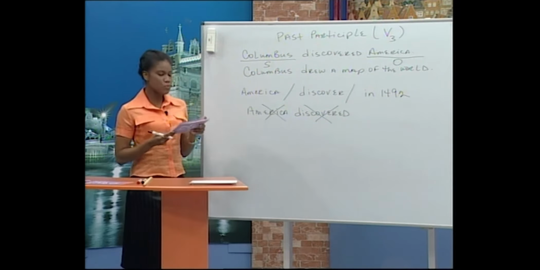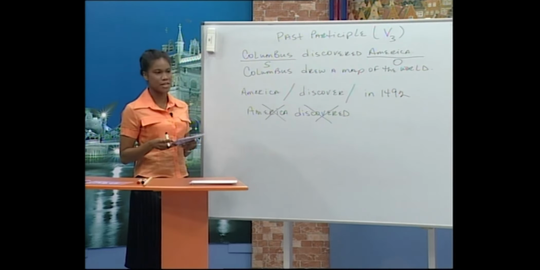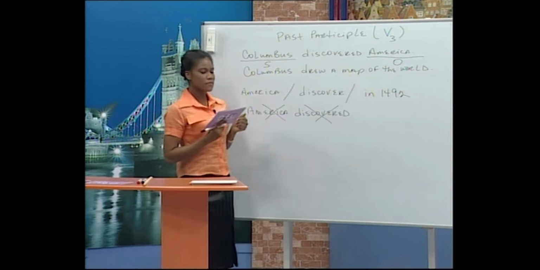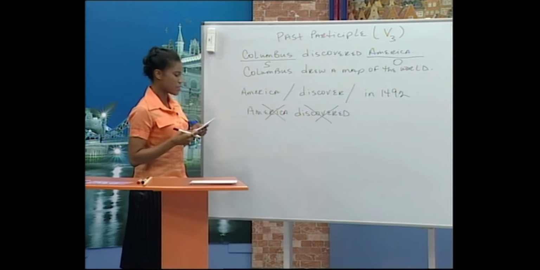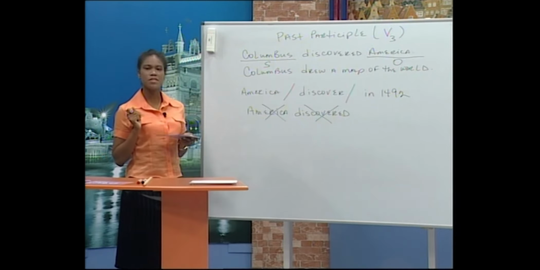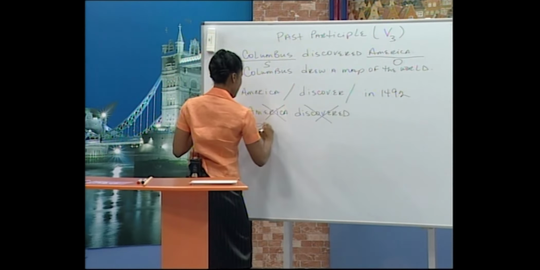Now, Sylvia, which one always comes first in an English sentence, the subject or the object? The object always comes first. Are you sure, Sylvia? Yes, I'm sure. The object always comes first? I'm sorry, the subject always comes first. Okay. Now, if we start our new sentence with America, America will be the subject, but we have to change the verb. So we have to use the passive verb form.